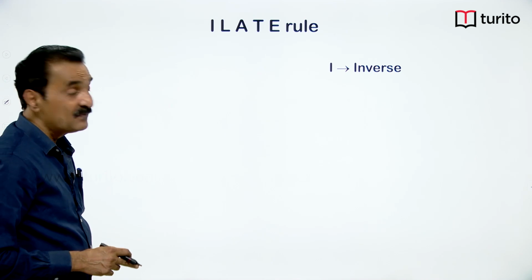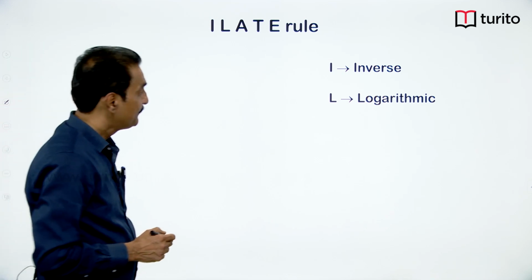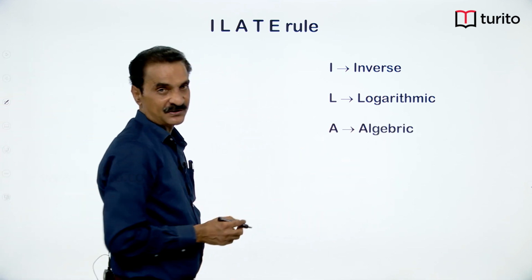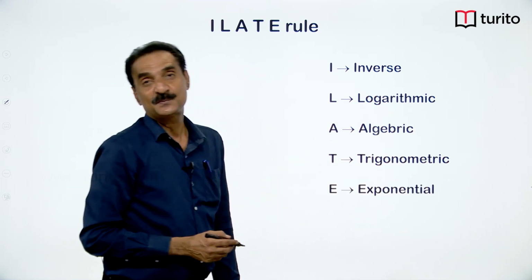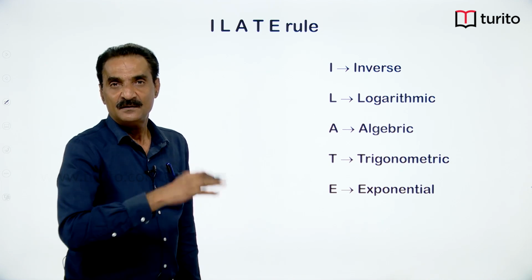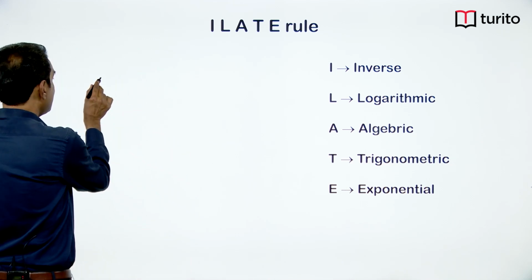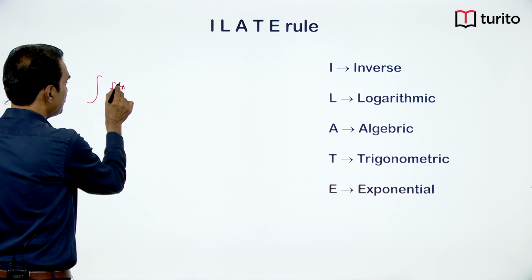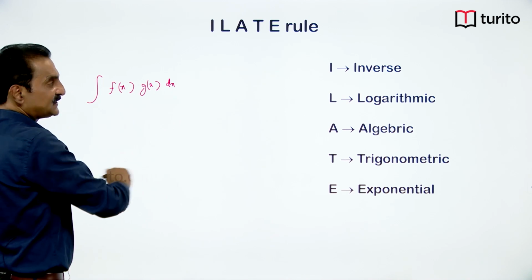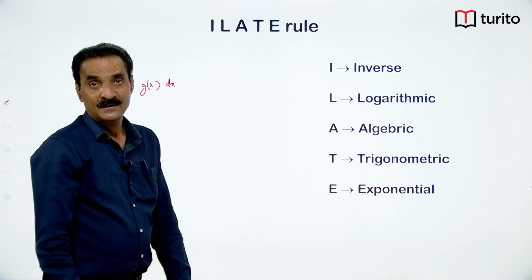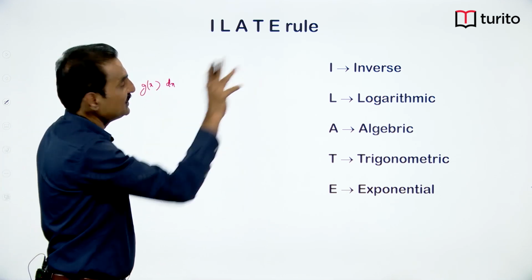I represents inverse function, L represents logarithmic function, A represents algebraic function, T represents trigonometric function, E represents exponential function. Okay, the functions are of these types only. Now, in the product f of x into g of x, f of x and g of x belong to these 5 categories. Then follow this rule and take first and second functions in this order.